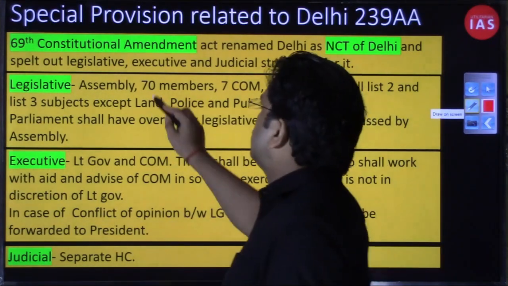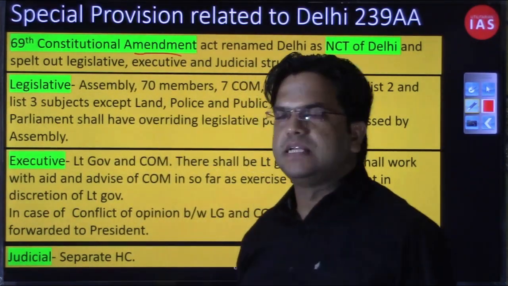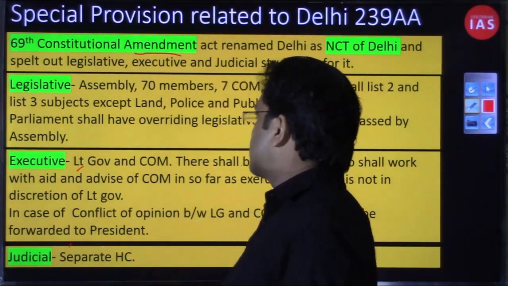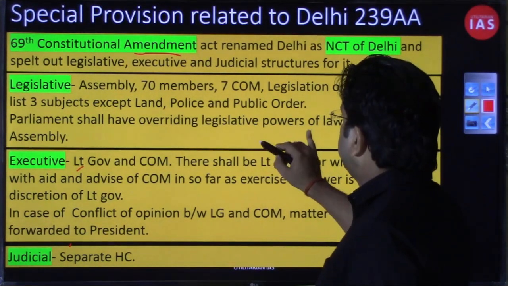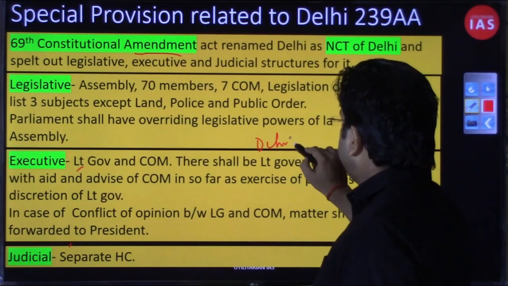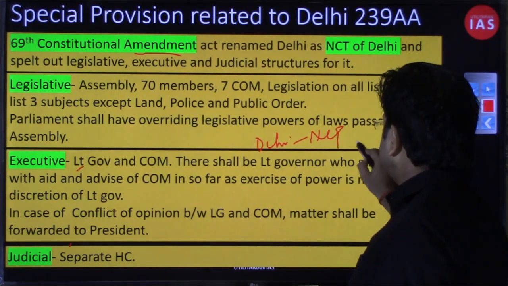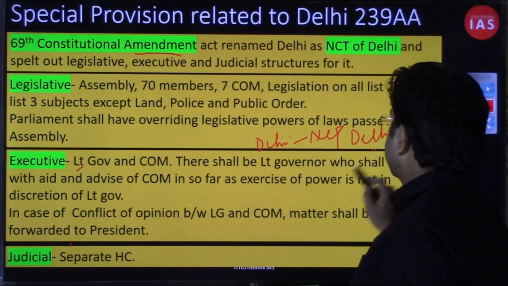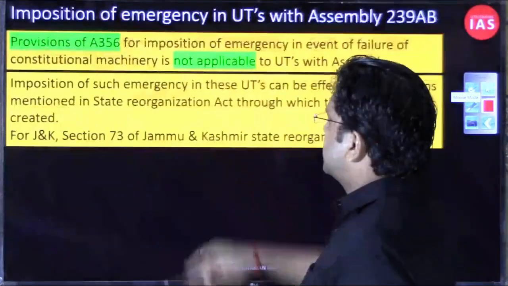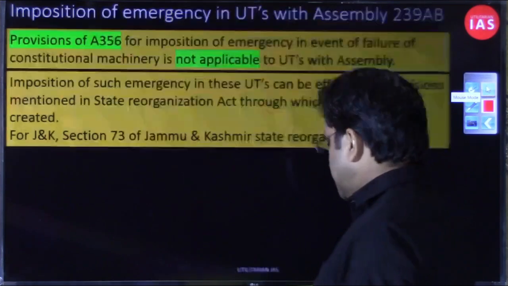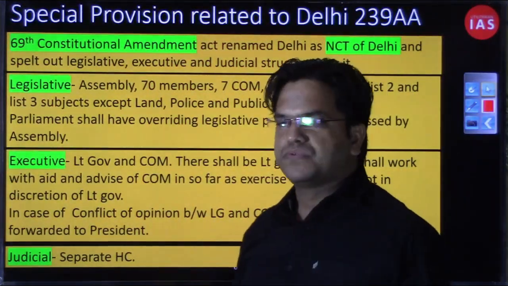So the 69th Constitutional Amendment gave these legislative, executive and judicial structures to Delhi. Rather, after this constitutional amendment, Delhi was called NCT of Delhi, National Capital Territory of Delhi. So that was another change, besides all these factors, that was the name change done by the 69th Constitutional Amendment.